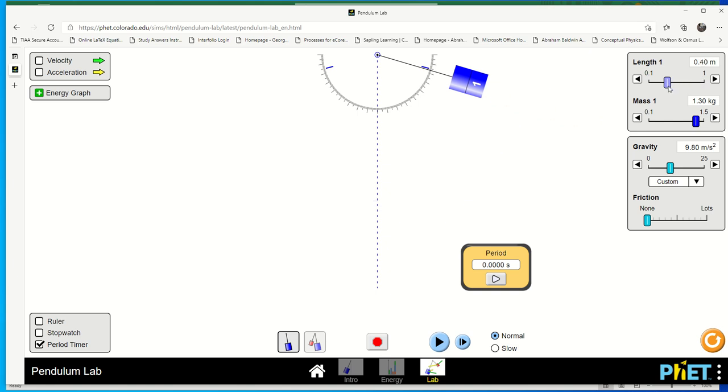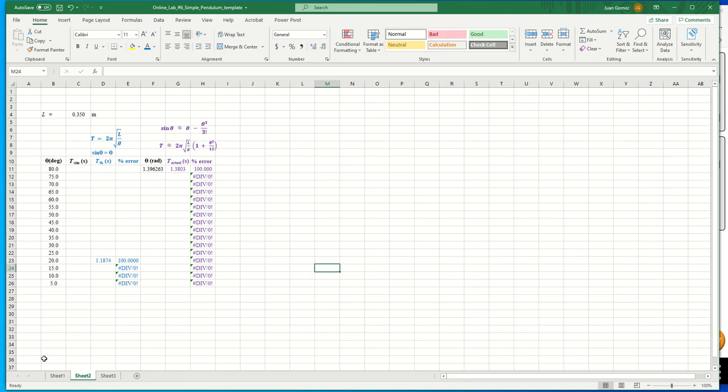So I'm going to use a length of 0.45. Start at 80 degrees. Okay. Play. Start the period timer. And then there we go, period 1.5215. Yeah, and then the spreadsheet should update itself automatically.